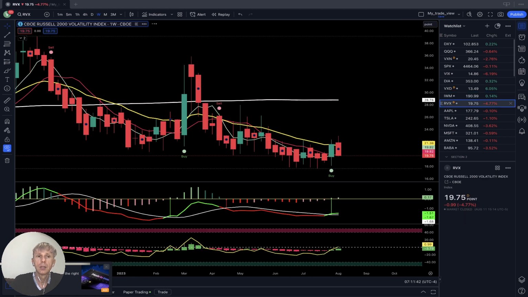RVX, volatility index for Russell 2000. All indicators still bullish. Even though last week was very negative, minus 8.5%. It was above MA20 and it came back to the MA10, SMA10, right? SMA10 still bullish mode. It's negative for Russell 2000.